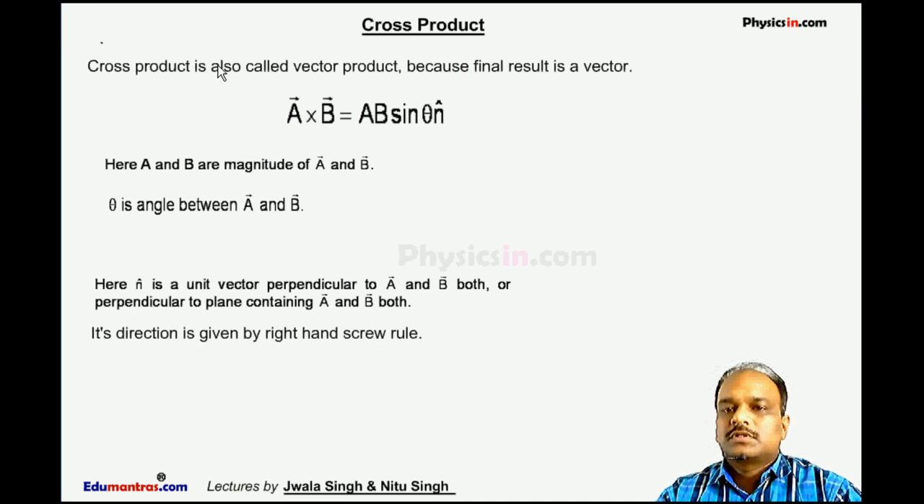After dot product, we will discuss cross product of two vectors. Cross product is also called vector product because the resultant is a vector. So A cross B is written as A into B into sine theta into n cap. Here A and B are the magnitudes of vectors A and B. Theta is the angle between vector A and vector B. n cap is a unit vector.